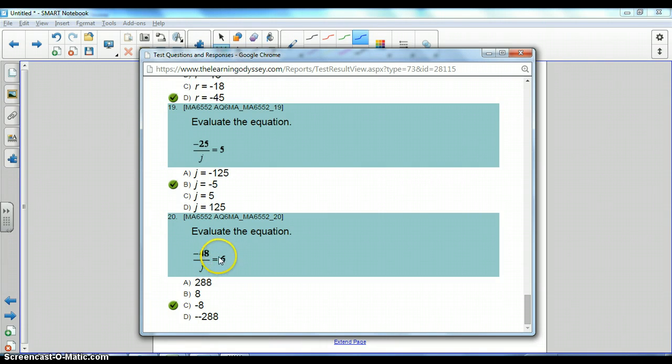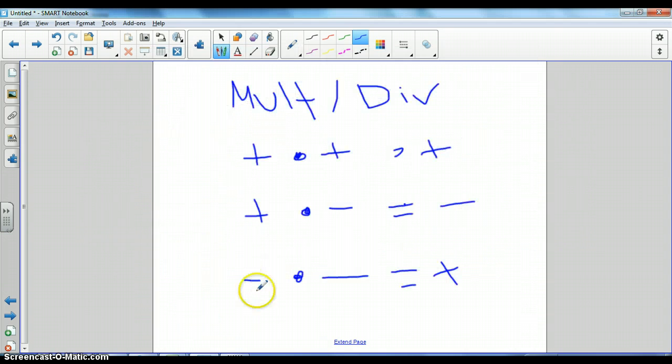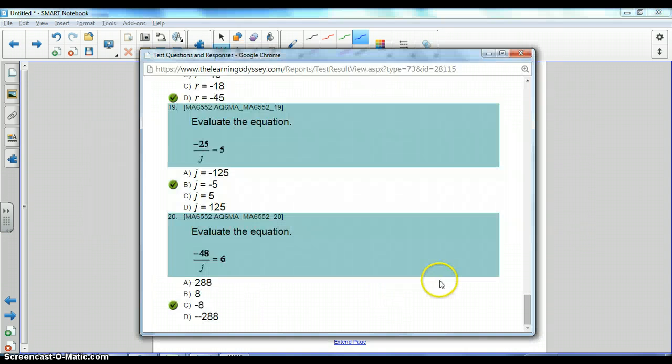So the first thing I want you to think is, okay, I have a negative. What should I divide it by, a negative or a positive, to get a positive? Remember, a negative times a negative, or a negative divided by a negative, is a positive. So we know we need a negative. So our answers are negative 8, or this one that has 2 negative signs, so that doesn't even make sense. Negative 48 divided by negative 8 gives us positive 6.